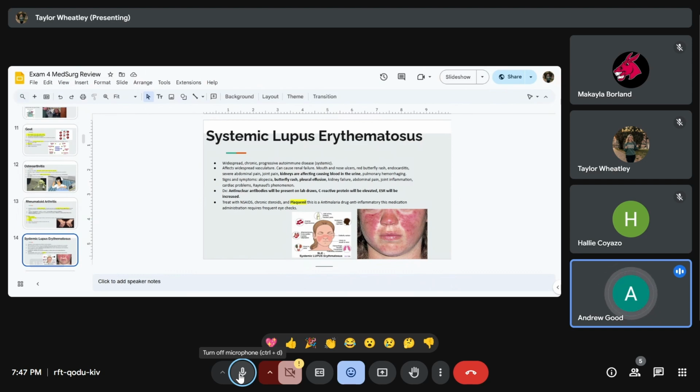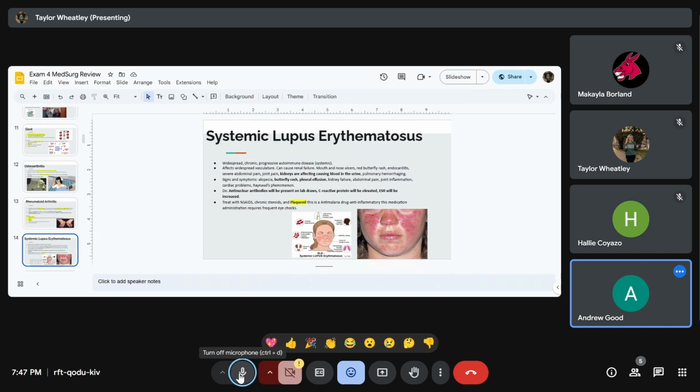It could also cause cardiac issues, endocarditis. Can cause severe abdominal pain, joint pain, pulmonary hemorrhaging. And then I added it twice. There's some alopecia, Raynaud's phenomenon, all the stuff I said. So two instances of signs and symptoms there.